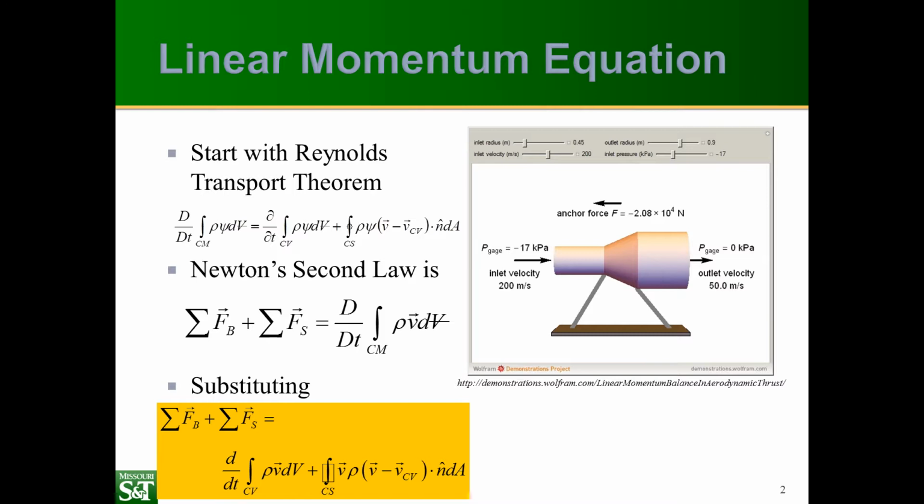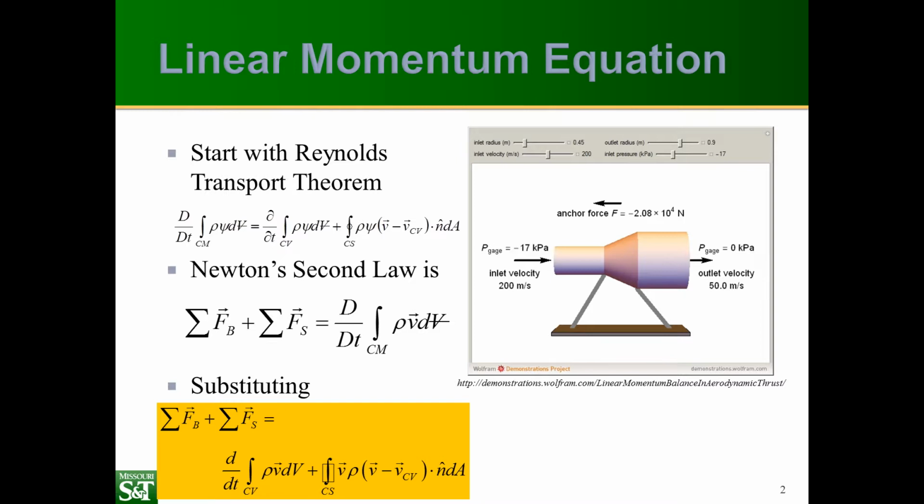So the first two terms are our forces. The first term on the right-hand side is our local time rate of change. And then that third term represents the difference in the momentum of the fluid from when it enters the control volume to when it leaves the control volume. Again, be careful of the sign of the dot product in the surface integral.